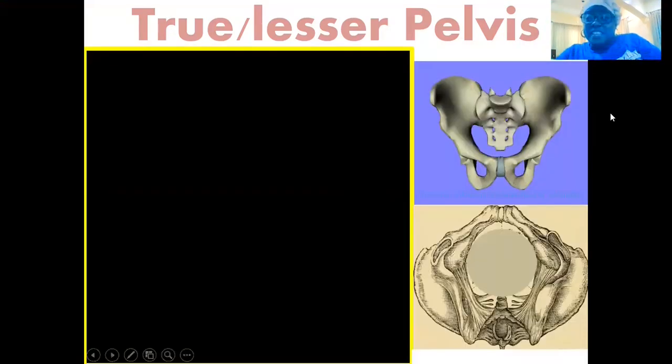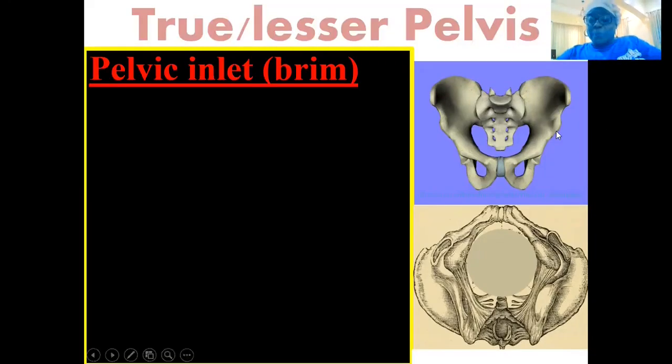Before delving into establishing the different borders of the true pelvis or the lesser pelvis, let's highlight the different structures that form the alignment of the pelvic inlet superiorly and also the pelvic outlet inferiorly. So for the pelvic inlet or the pelvic brim, using this image by the side up here, this is where we have the pelvic inlet here demarcated in dotted red. This pelvic inlet can be referred to as the pelvic brim.